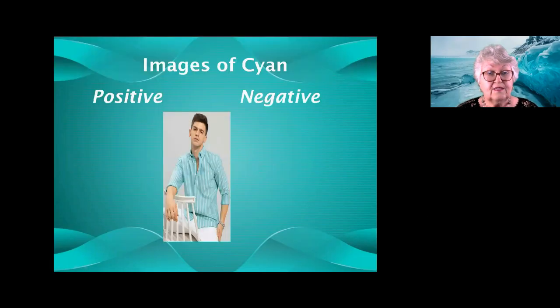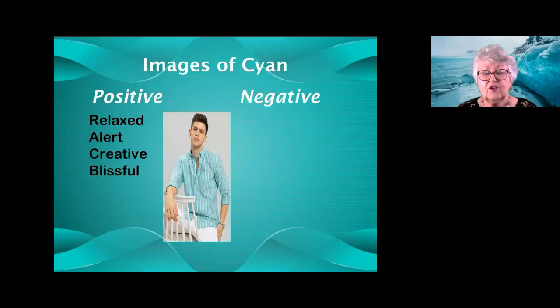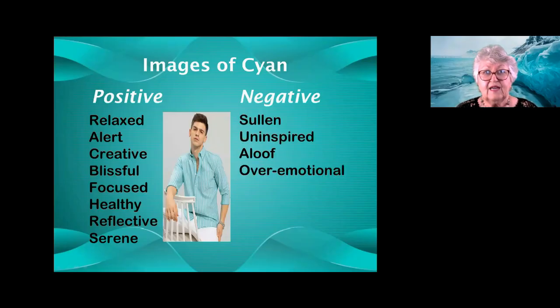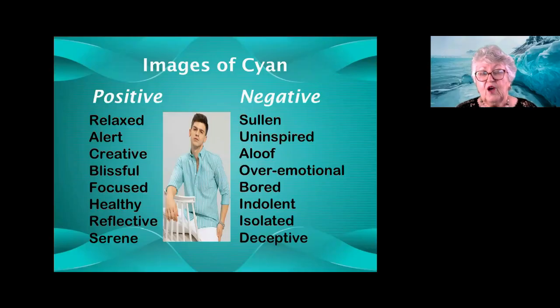So to summarize these particular attributes, we have positively, a person who is relaxed, alert, creative, blissful, focused, healthy, reflective, and serene. On the negative side, they are sullen, uninspired, aloof, over-emotional, bored, indolent, isolated, and quite deceptive.